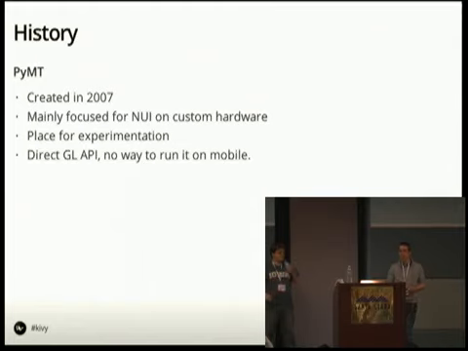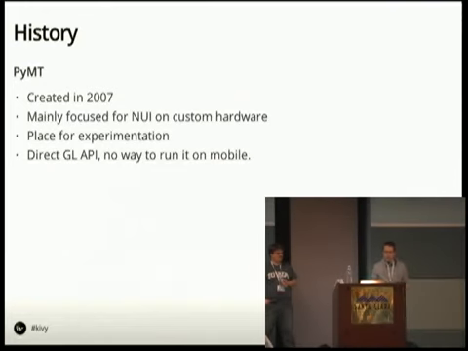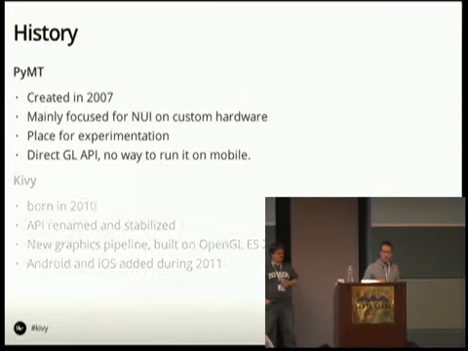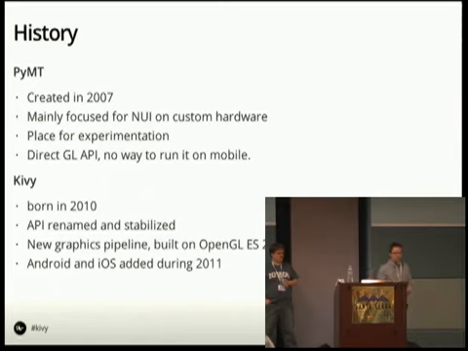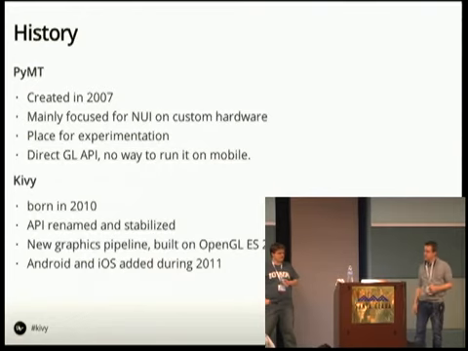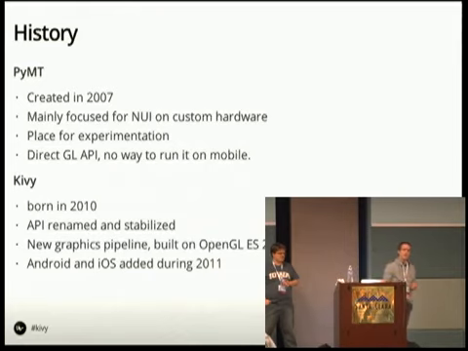And also we had a big issue: all the graphics code was using direct GL instructions, and that way of doing things was not compatible with GLES 2, so we could not run PyMT on mobile devices. So we redesigned all the graphics and the API, we cleaned everything, and Kivy was born at UDS in 2010. So as I said, we renamed the API, we built new graphics, and during 2011 we had the support for Android and iOS.